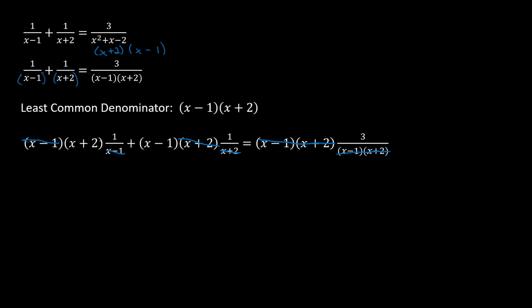So what I'm left with is x plus 2 times 1 plus x minus 1 times 1 equals 3. And then I just solve this. X plus x gives me a 2x. Then 2 minus 1 gives you a 1. So we have 2x plus 1 equals 3. And then to solve, I just subtract 1 to get 2x equals 2. And then divide both sides by 2. And we get x equals 1. So that is my solution.